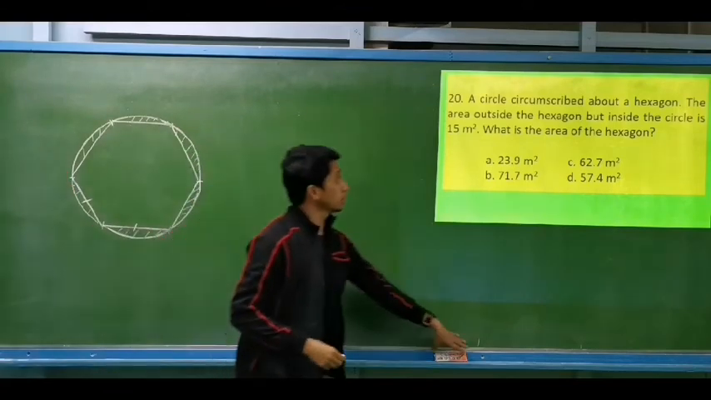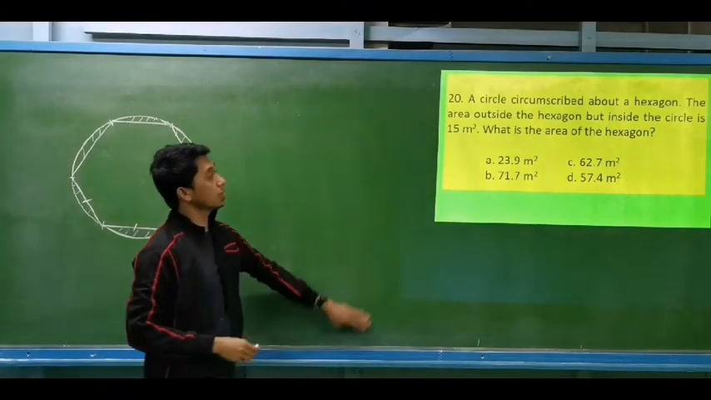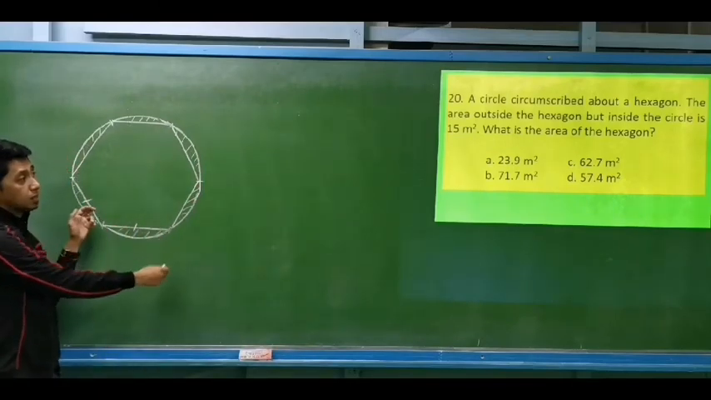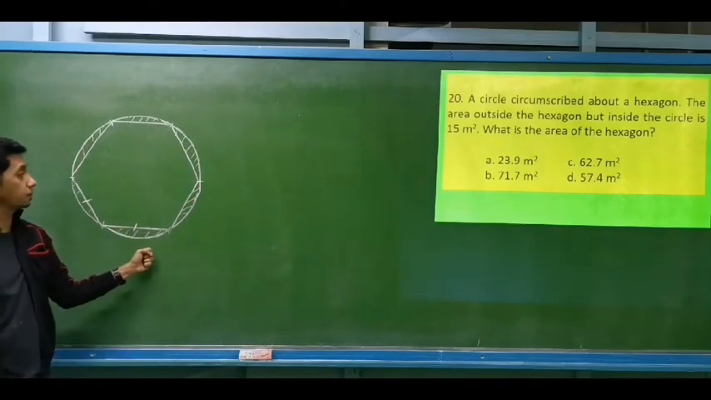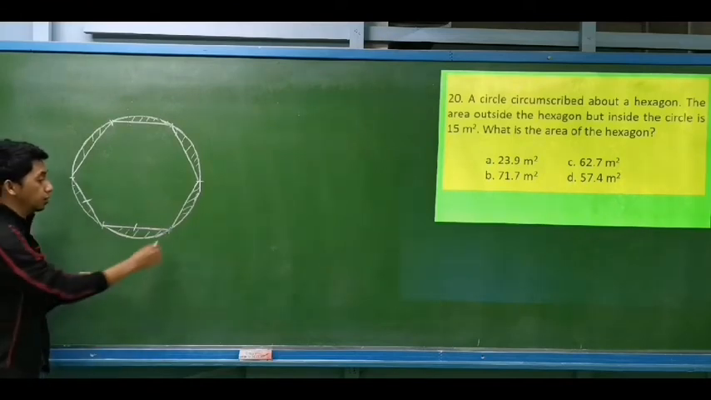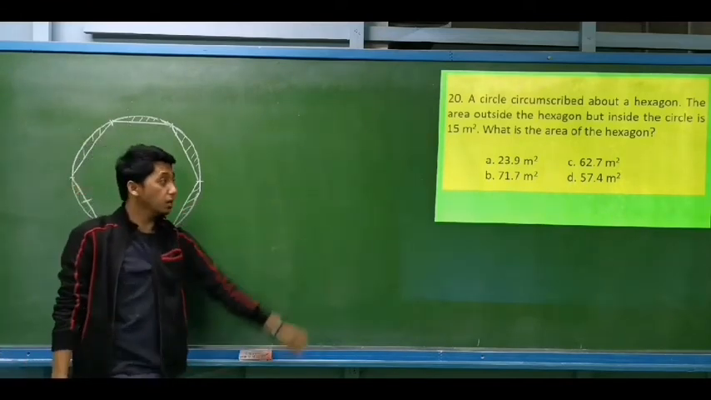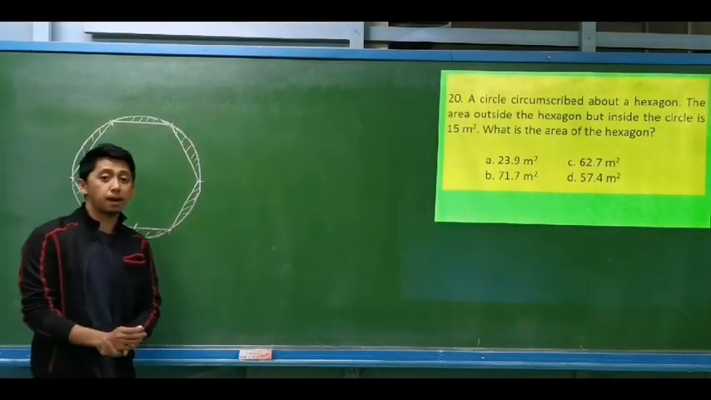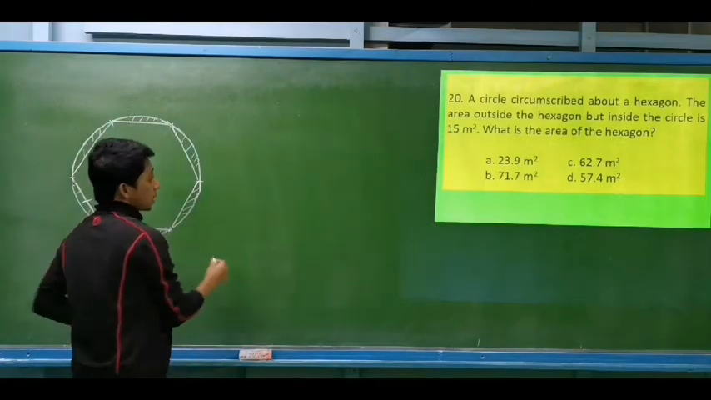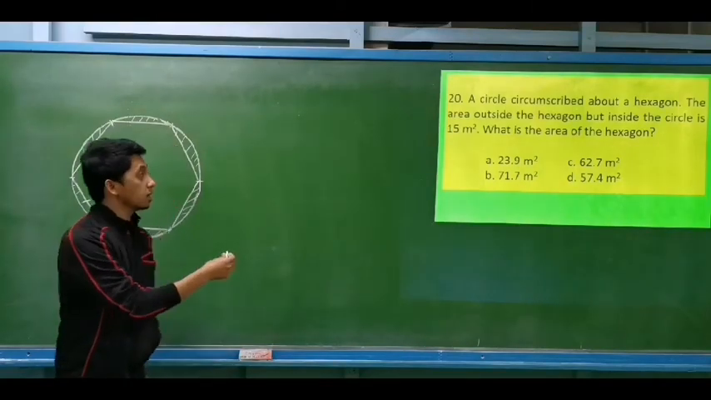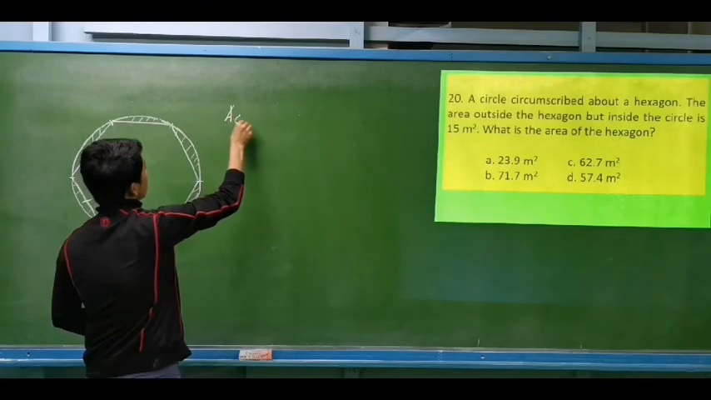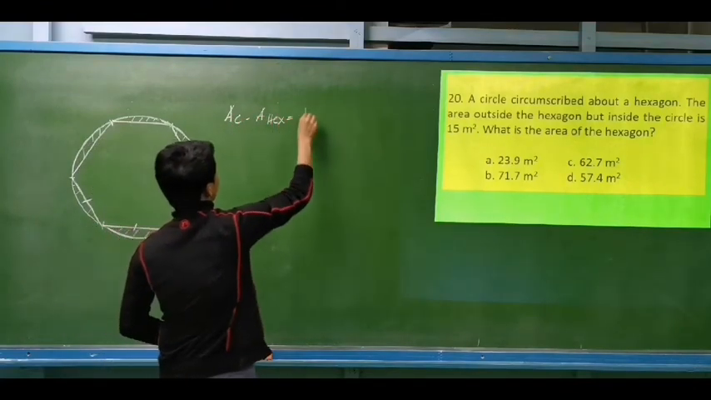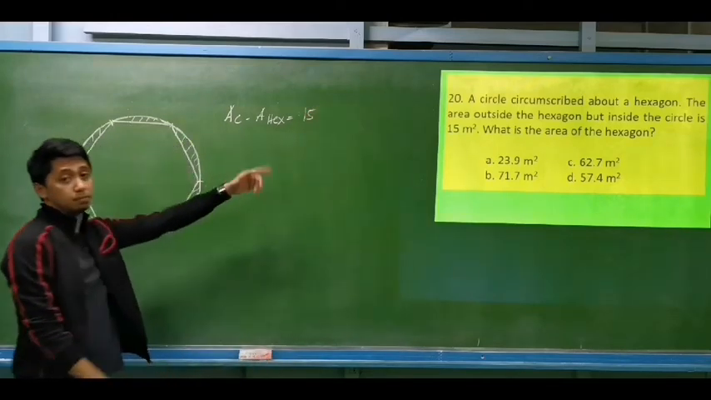So let's have problem number 20. So sabi niya dito, a circle circumscribed about a hexagon. The area outside the hexagon but inside the circle is 15 square meters. Kumbaga, yung 15 square meters na given dyan, yun yung shaded portion dito. So, ano ba yung 15 square meters? Paano natin siya i-describe? Basically, that is the difference in areas. Kumbaga, area ng circle minus area ng hexagon is equal to yung 15 square meters.